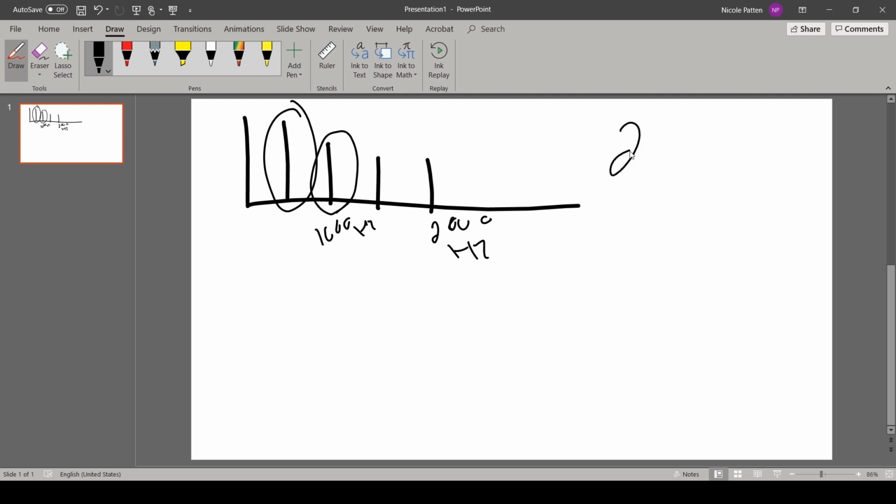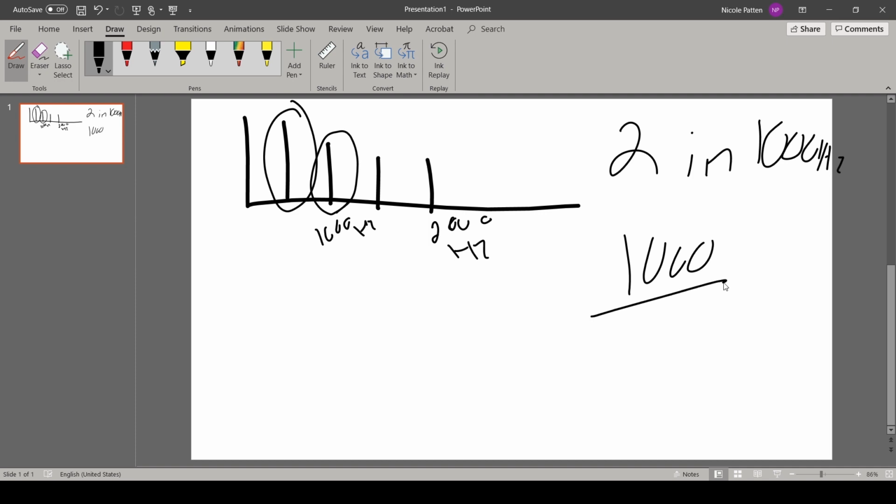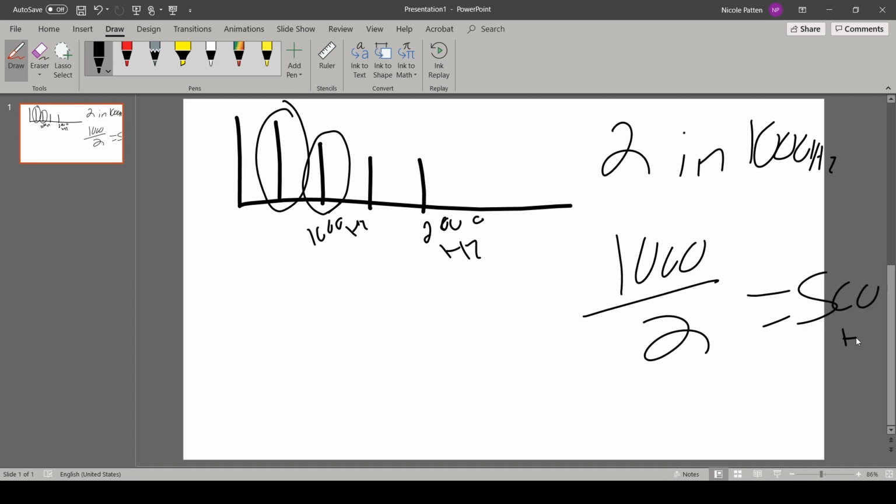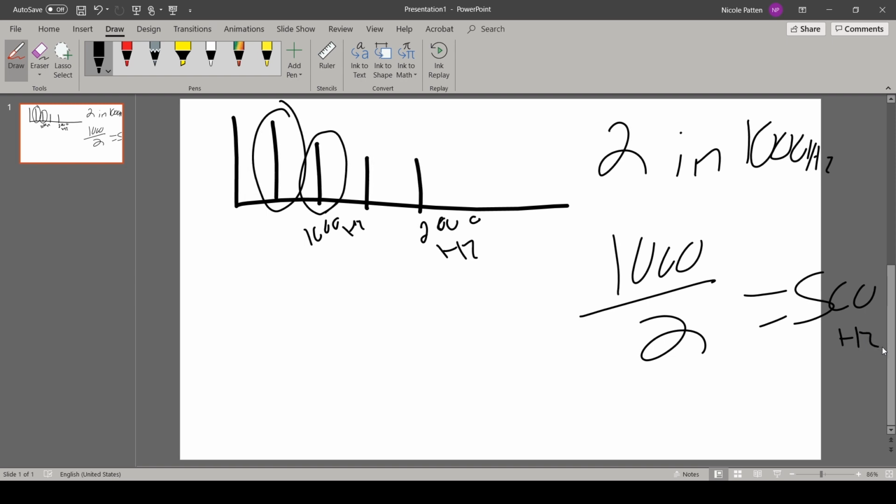So there are two harmonic peaks in 1,000 hertz. So what you do is you take 1,000 and you divide it by 2, and you end up with 500. So then you know that your fundamental frequency is at 500 hertz.